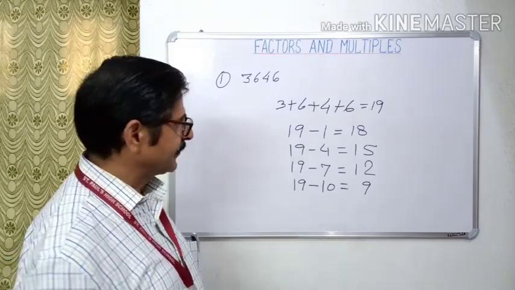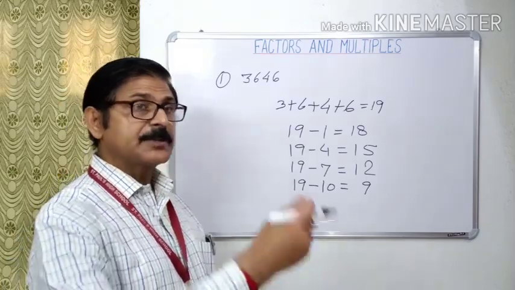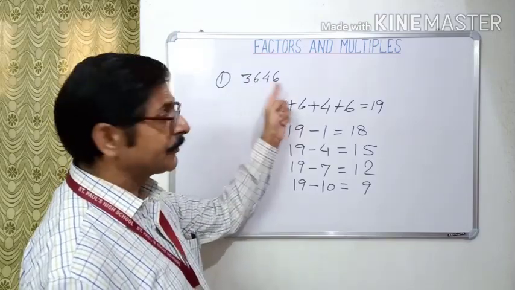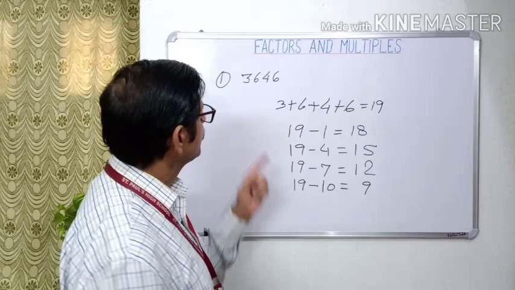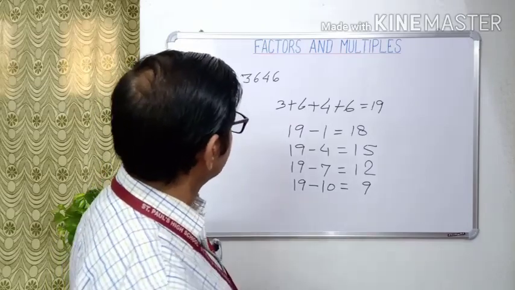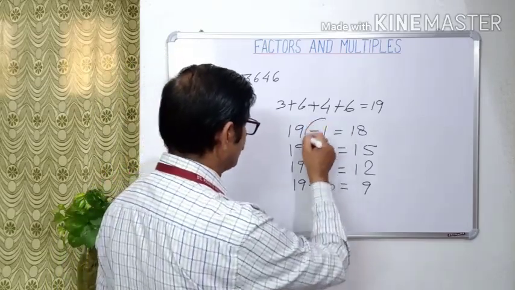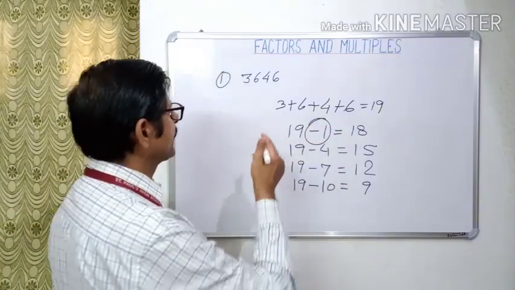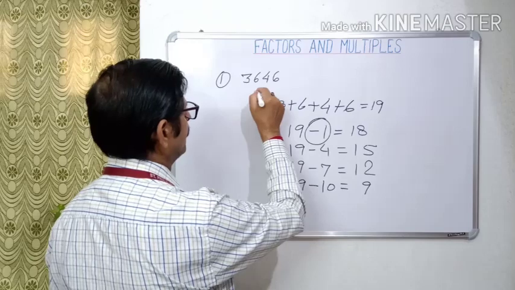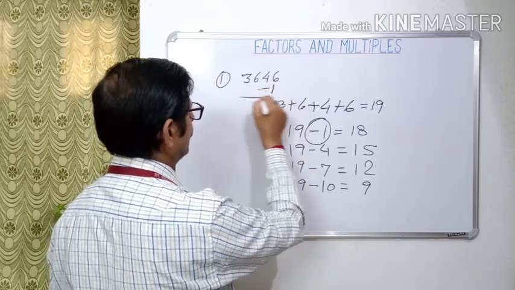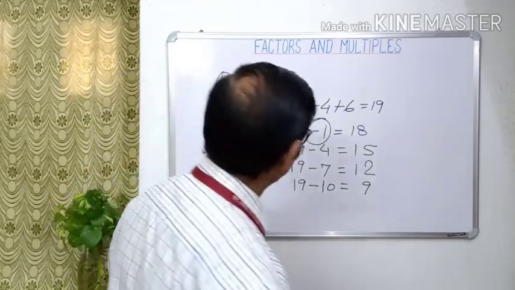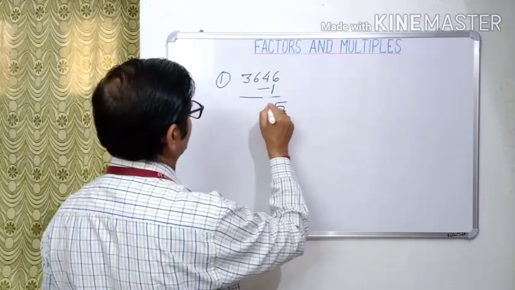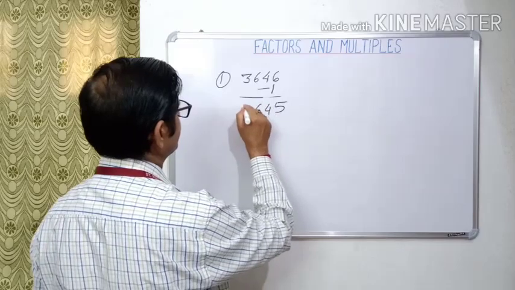My next question, what is the smallest number that can be subtracted from 3646 to make it divisible by 3? You have only one answer, isn't it? Let us check whether it works or not. Minus 1, and what you get is 3, 6, 4, 5.